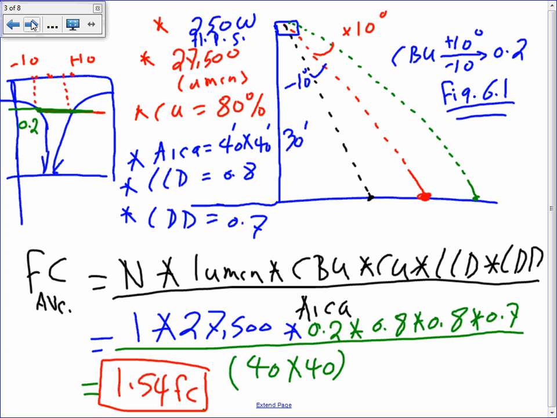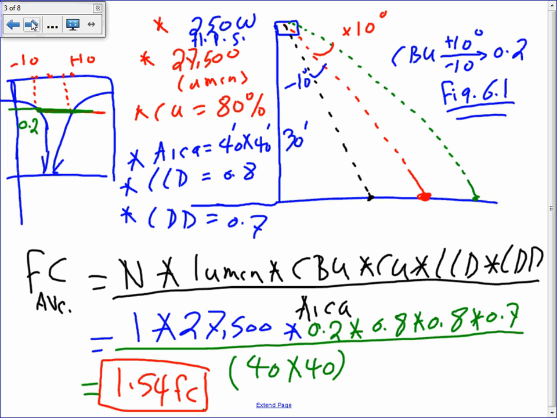Now, how many fixtures? Here's the formula. The number of fixtures multiplied by the lumens, multiplied by the coefficient of beam utilization, multiplied by the coefficient of utilization, lumen depreciation factor, and luminaire dirt factor, divided by the area. Cool? Now, how hard is that? So how many fixtures do I have, Jamie? 1. What's the lumen coming out of this gigantic floodlight? Almost 28,000, right?